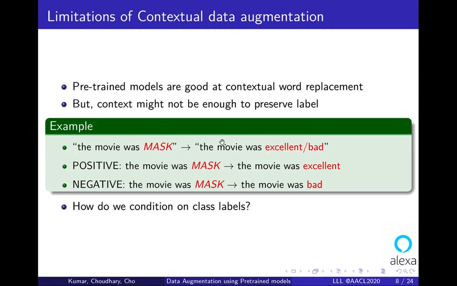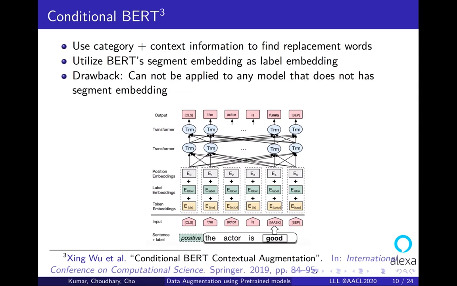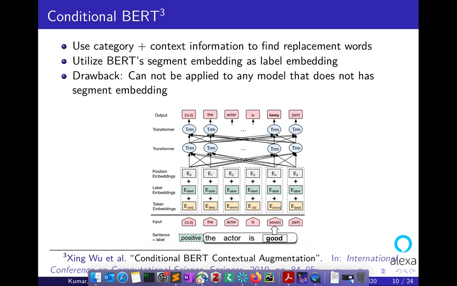So now the next question is, how do we condition on class label as well as on the context? Let's discuss conditional data augmentation, which essentially solves the same problem. Conditional BERT is one such model which allows us to condition both on class label as well as the context. In conditional BERT, authors replaced the segment embedding with the label embedding to inject label information into the BERT model.